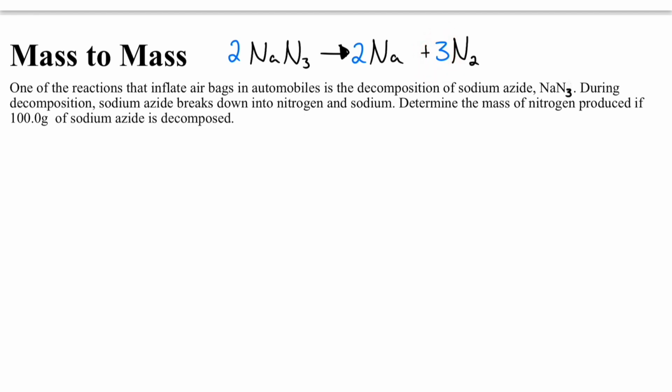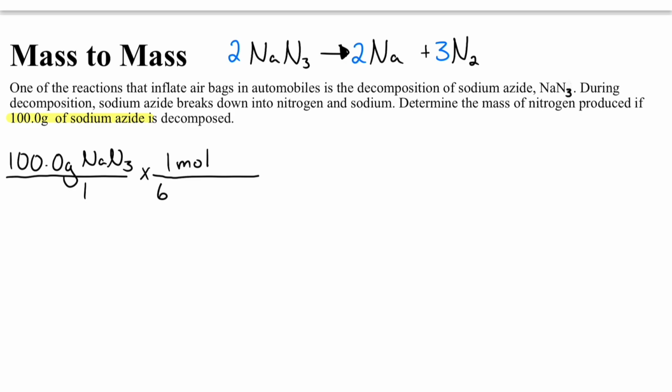going to be important. But the first thing we need to do is convert our 100 grams of sodium azide to moles. So that's the first thing we're going to do in the calculation. In these problems, it's very important to label what substance you're dealing with. So when we're doing mass-to-mass stoich, you absolutely need to label the substance in your work along with the units.